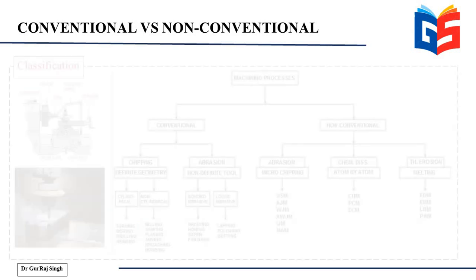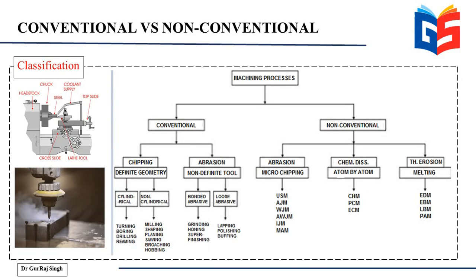So if you classify machining, you can classify it as either conventional or non-conventional machining. Now the part dealing with conventional machining, on the left, we have already discussed in the previous lectures. Conventional machining can further be split into machining where you're using chipping as the material removal method and producing a definite geometry tool. So your tool has a definite geometry and it is chipping your material from the workpiece.